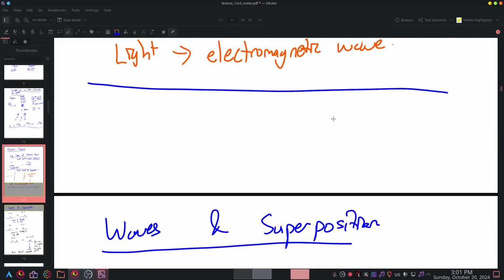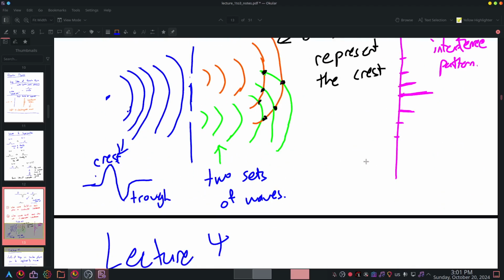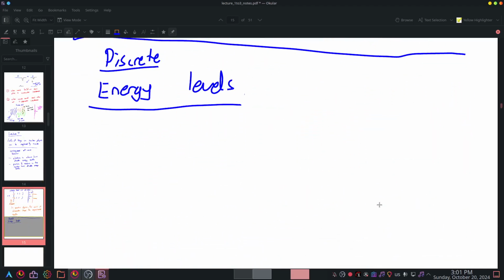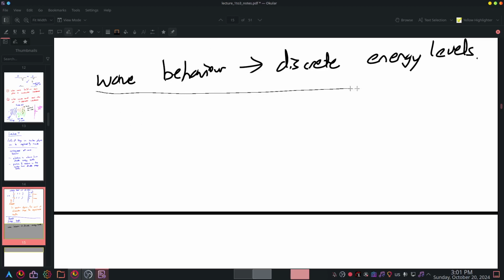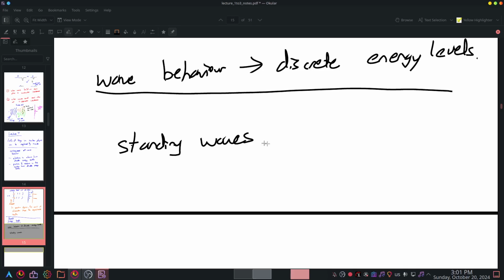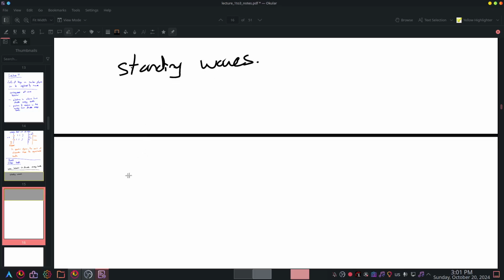Okay, so let's just get to the part where waves result in energy levels first, and then let's continue on after that. The key point I want to start us off with is that wave behavior results in discrete energy levels. How does that occur? The best way to understand it is to see what we call standing waves. There are a lot of new terms I'm giving you today. Standing waves. So how do we best visualize standing waves?